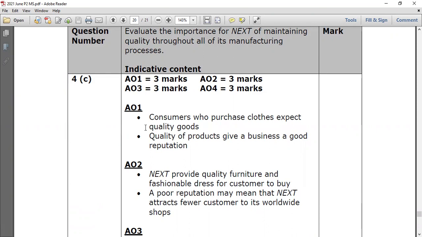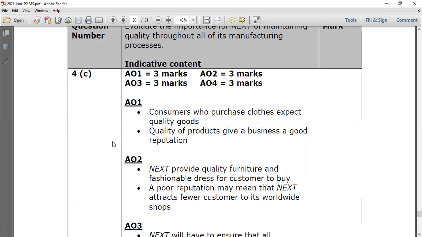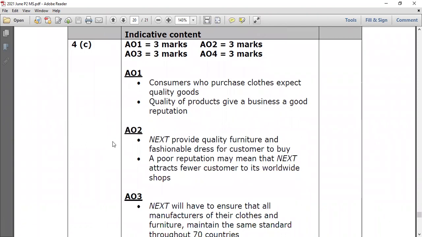So basically, AO1 stands for the knowledge part. You can see consumers who purchase clothes expect quality goods. That is a kind of definition for quality. Quality of product gives a business a good reputation. That is a benefit.